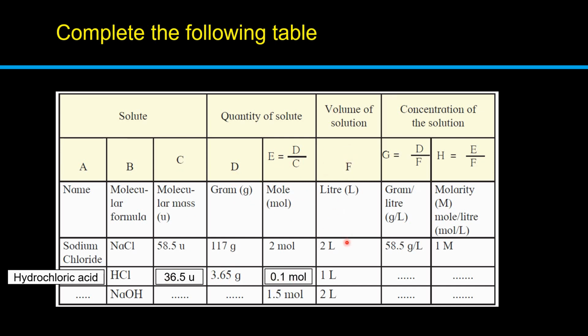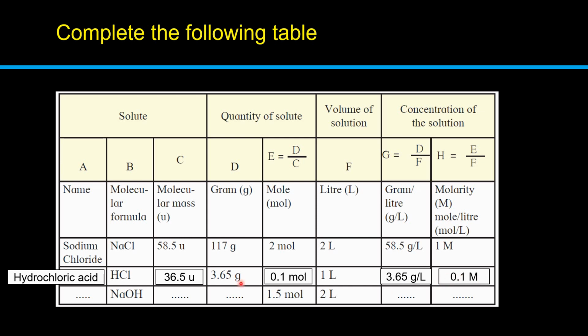So the volume of solution is also given, 1 liter here. Calculating the concentration of the solution, G is gram per liter. When you calculate in terms of gram per liter, the gram is also given, that is 3.65. Liters is given, 1 liter. So we will get 3.65 grams per liter. When we are calculating in terms of molarity, we will see moles per liter. So moles per liter, when you calculate, mole is here 0.1, per liter is 1 again, it gives 0.1 molar.